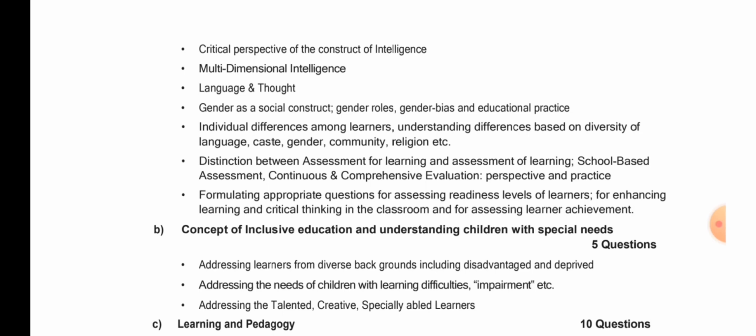Now, individual differences among learners. You know, all the learners are not the same, right? Some might have more of musical intelligence, some might have more of cognitive intelligence, some of them may have more of linguistic intelligence. So everyone is not the same. Understanding differences based on diversity of language, caste, gender, community, religion.